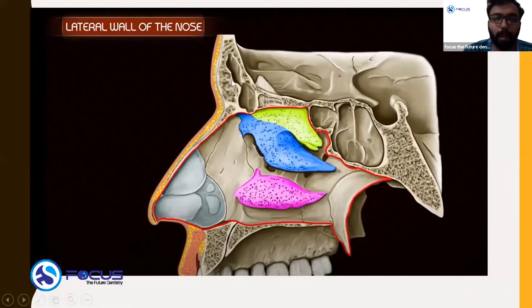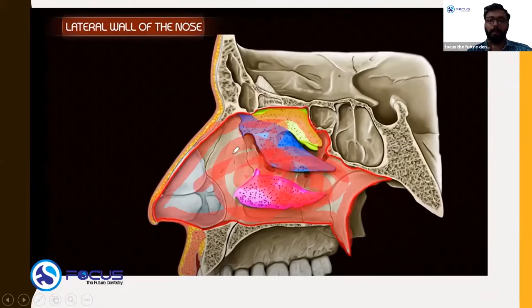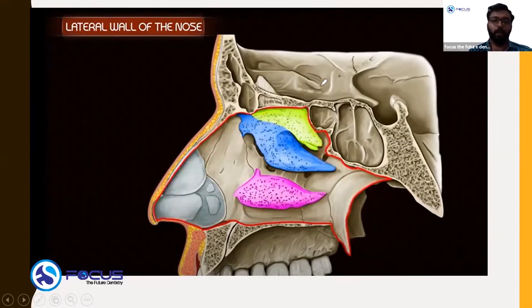Okay, now the lateral wall of the nose. This entire area, just see this red area which I'm going to mark now. This entire area is your lateral wall of the nose. This much of area. So all these structures are part of the lateral wall of the nose. So now we should know what these structures are.